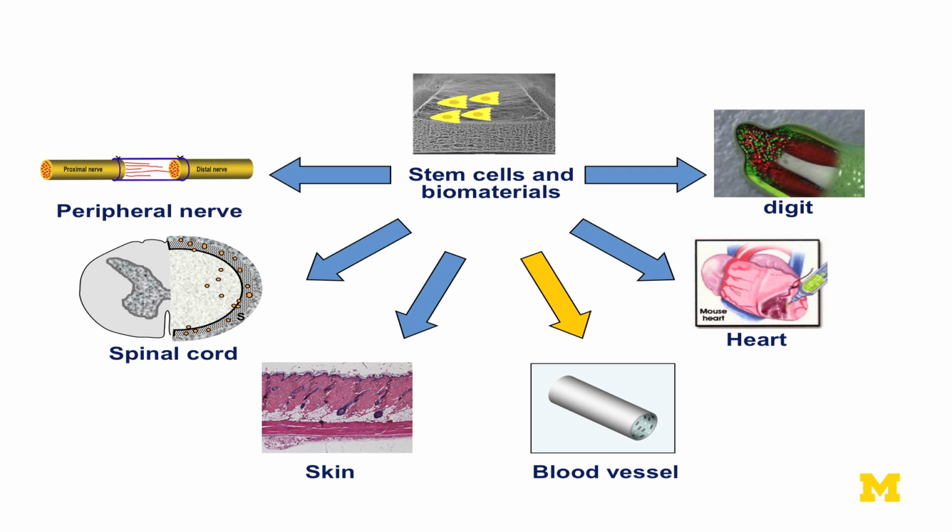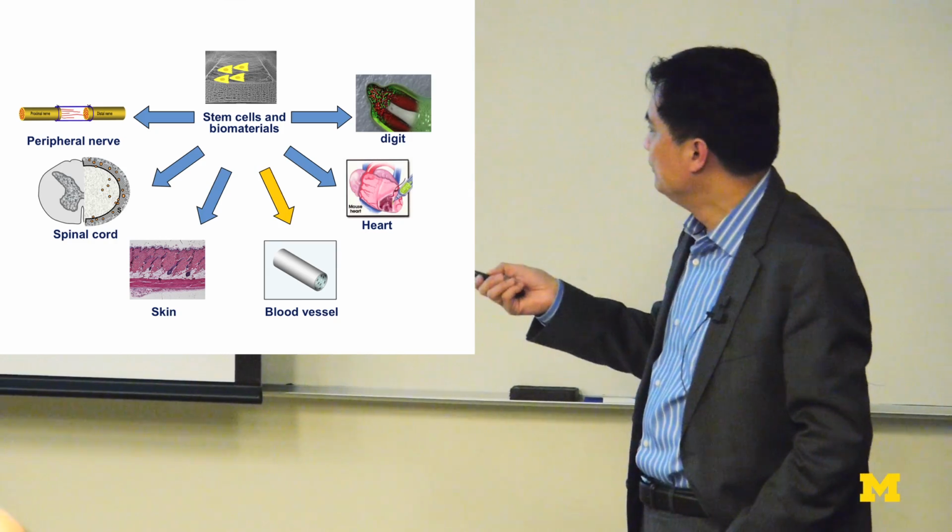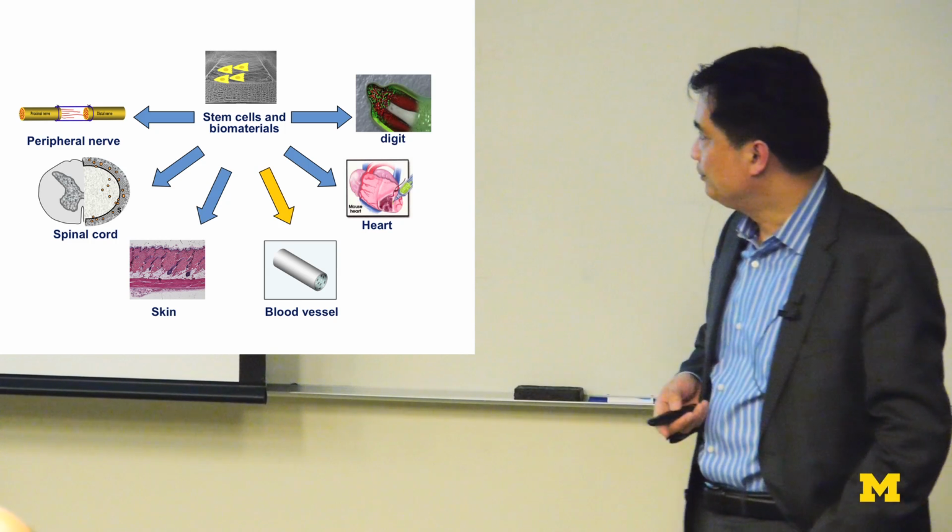So in the past decade, we have done a lot of in vivo studies to test the role of stem cells in tissue regeneration, and we have done studies in many types of tissues, for example, peripheral nerve, spinal cord, wound healing, blood vessel, heart, and even tissue regeneration. In recent years, we have focused on blood vessel remodeling and repair.